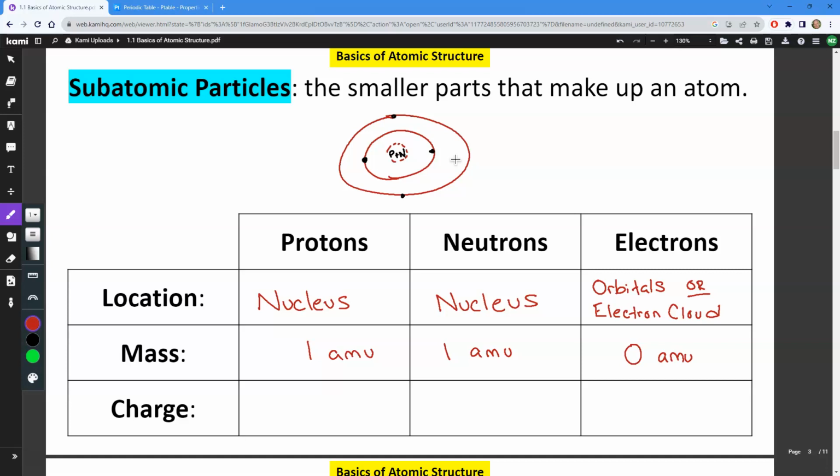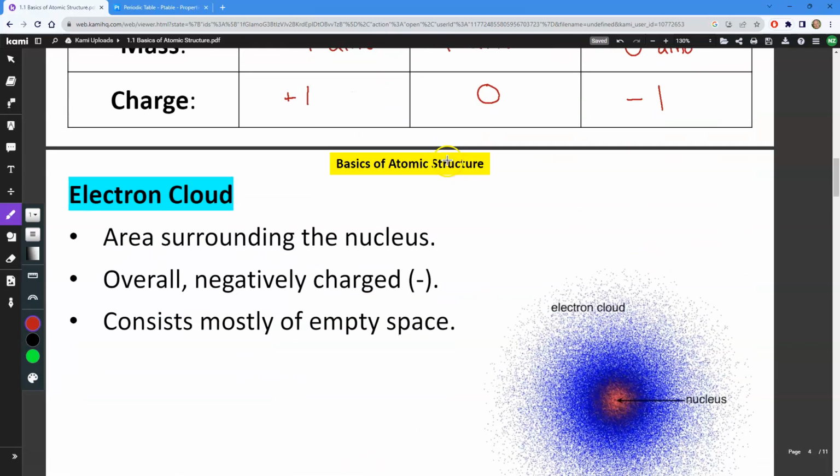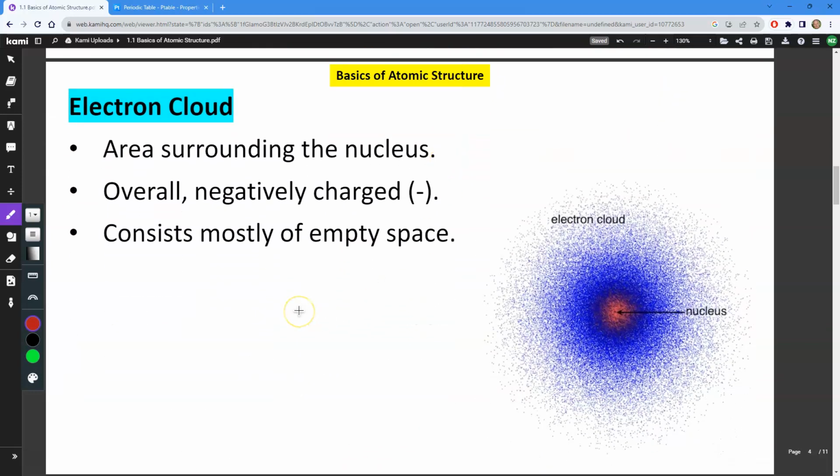All right, protons have a charge of +1. Electrons have a charge of -1. Neutrons have a charge of 0, so they're neutral, which you kind of see in the name there. Okay, so the electron cloud is the area surrounding the nucleus. That's where the electrons exist.